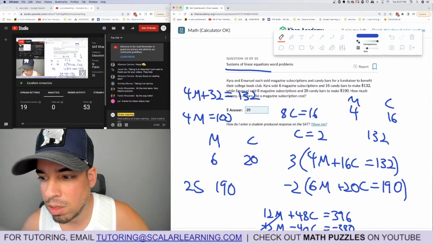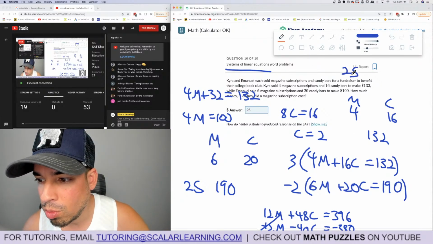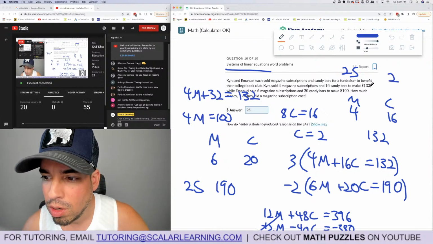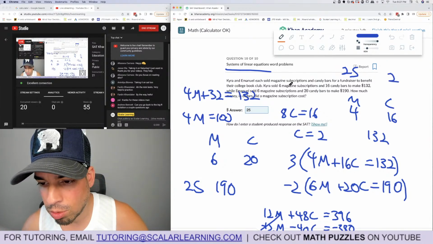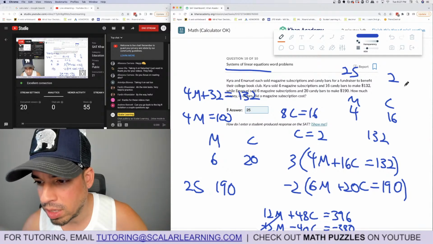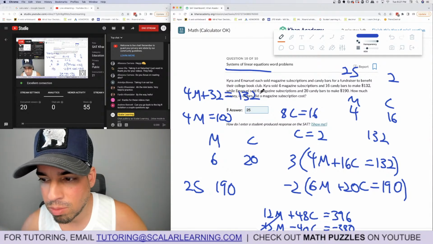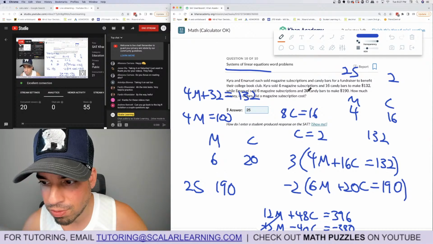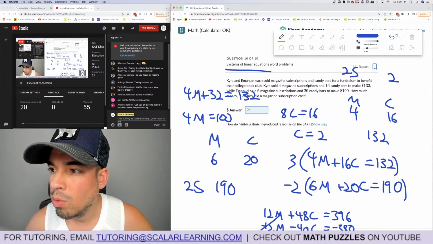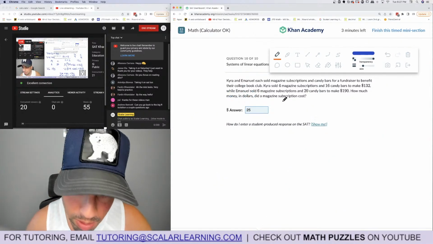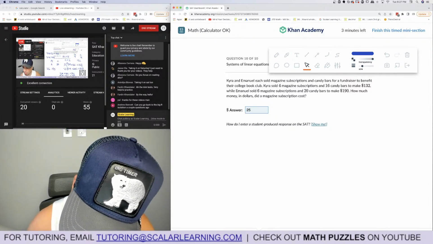So now we're going to double check, right? 25, and we said this one is 2. So we do 4 magazine subscriptions, that's $100, and 32, yes, that works. And then over here, 6 times 25 is 150, plus 40 is 190. So we got 3 minutes to spare, but I'm going to just submit anyways. All good.